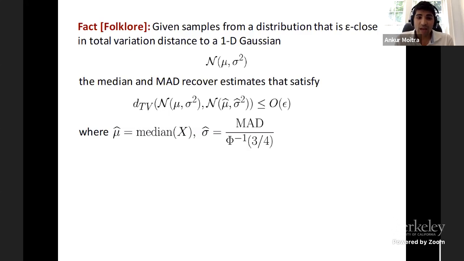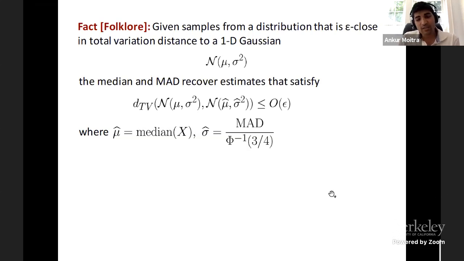the median and median absolute deviation, if you run them and spit out the parameters mu hat and sigma hat, will be such good estimates that the total variation distance between the unknown Gaussian that existed pre-corruption and the one defined by your mean and variance estimates will be O of epsilon. So you started off with something that's epsilon close to a 1D Gaussian, and you ended up with an actual Gaussian that's 3 epsilon close to the one that you started from.